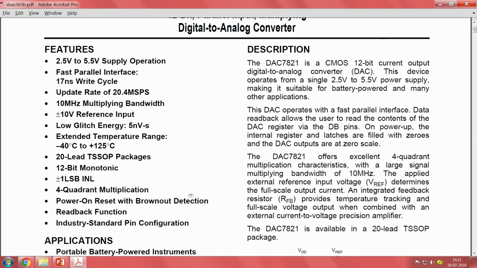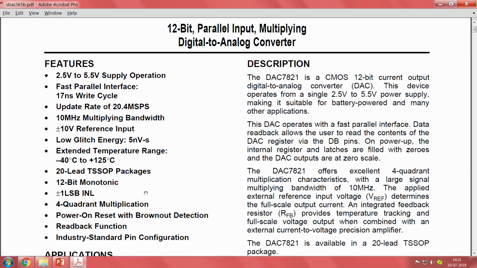Then power on reset with brownout detection. So, this is again the reset process. When it powers on, the IC will go back to its native state. It will not show any random analog voltage, it will show the analog voltage of the 0000 digital word. That is what power on reset means.